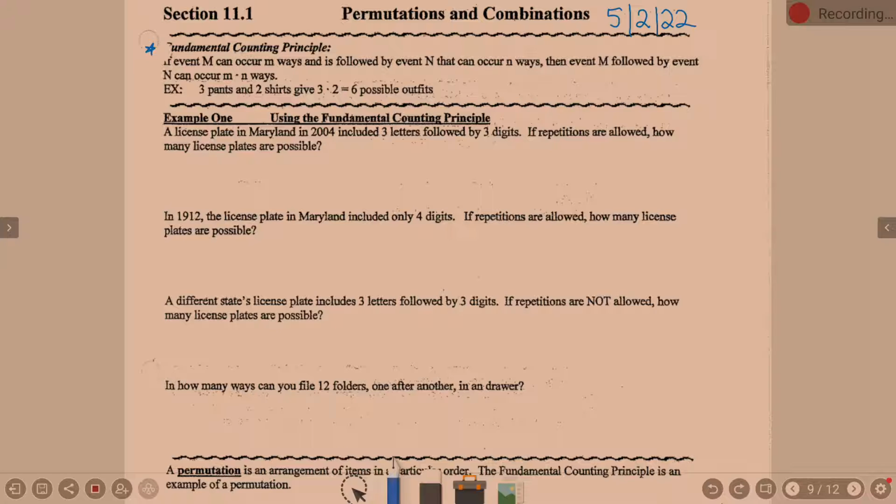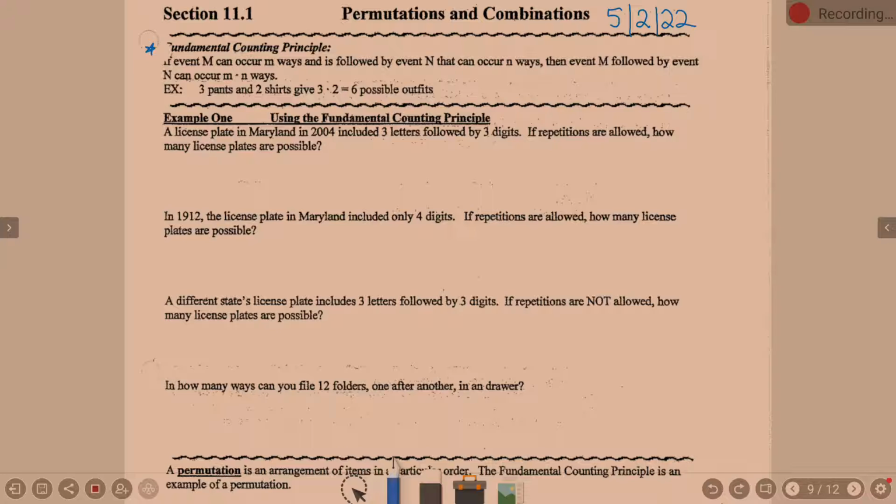You've got 3 pairs of pants laying on your bed, 2 shirts. They're all interchangeable. How many outfits could you create? You pick a pair of pants and you have how many pants choices? 3. You pick a shirt, you have how many shirt choices? 2. 3 times 2 is 6. You have 6 possible outfits. That's what the fundamental counting principle does: it helps us figure out how many possible outcomes a situation could have. Are we okay with that idea?